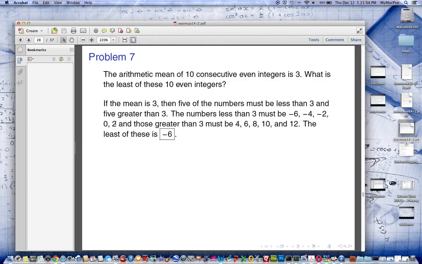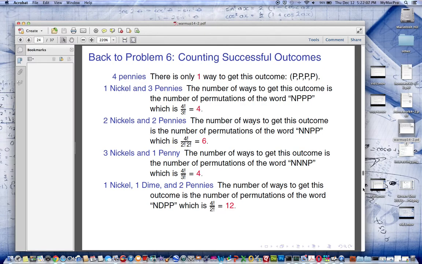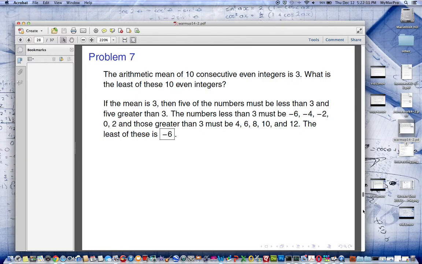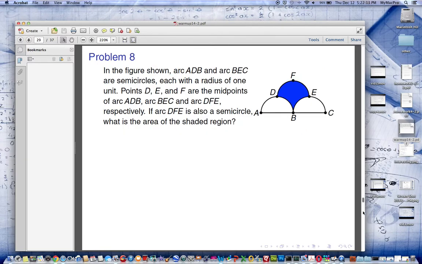What are the 5 on the right of 3? 4, 6, 8, 10, 12, right? So what is the least? -6. So that's that. Let's take a look.